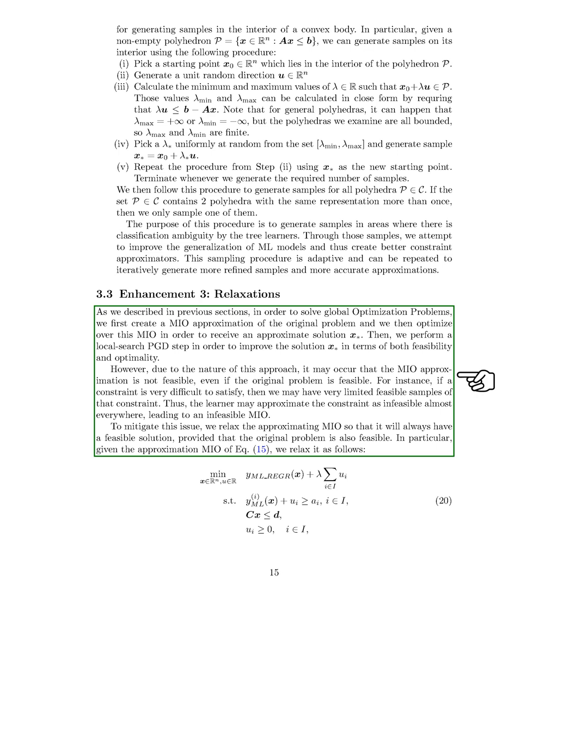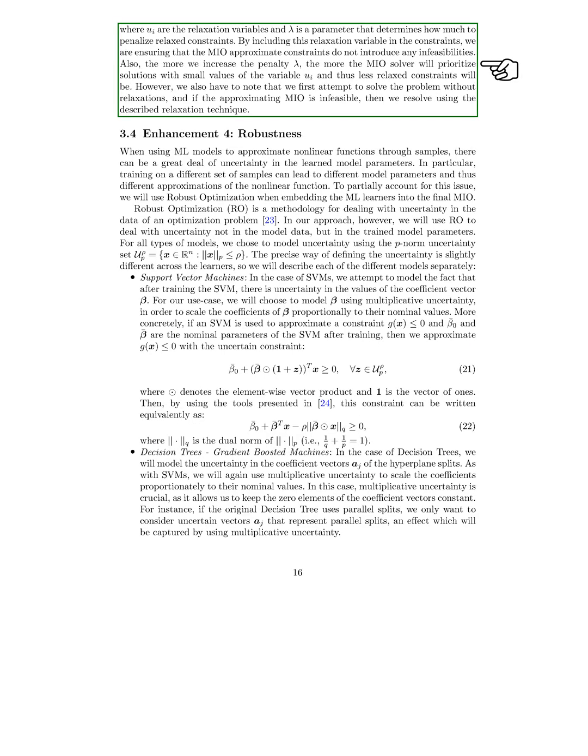To address this, we relax the MIO approximation to ensure it always has a feasible solution, as long as the original problem is feasible. We introduce relaxation variables and a penalty parameter into the MIO. The penalty parameter determines how much to penalize relaxed constraints. The higher the penalty, the more the MIO solver will prioritize solutions with smaller relaxation variables, resulting in fewer relaxed constraints. However, it's important to note that we first try to solve the problem without relaxations. If the MIO approximation is infeasible, we then use the relaxation technique.